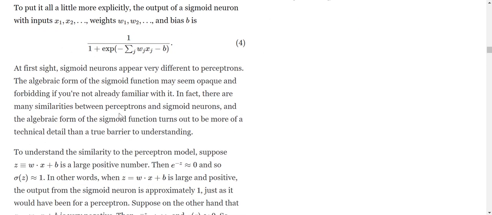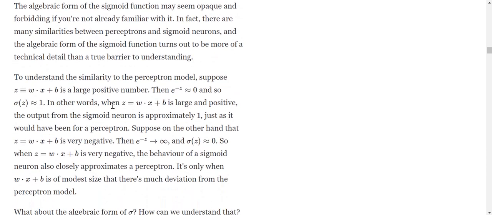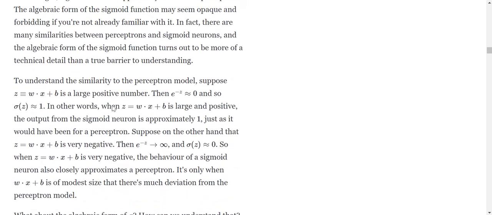So at very first sight, sigmoid neurons appear very different to perceptrons. The algebraic form of the sigmoid may seem opaque and forbidding if you're not already familiar with it. In fact, there are many similarities between perceptrons and sigmoid neurons, and the algebraic form of the sigmoid neuron turns out to be more of a technical detail than a true barrier to understanding. You see that this is one of the easiest things to grasp.